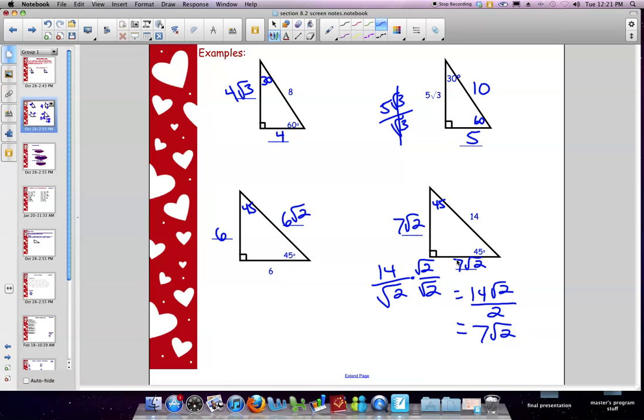There is a pattern here if you notice. When you divide by the square root of 2, the pattern is that that number becomes half times the square root of 2. That will always be true. You take whatever this number is, take half of it, and times it by the square root of 2. And that is how you get backwards from the hypotenuse to the legs in a 45, 45, 90 triangle.